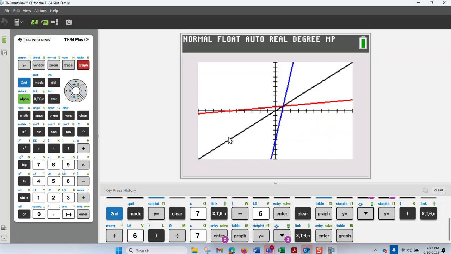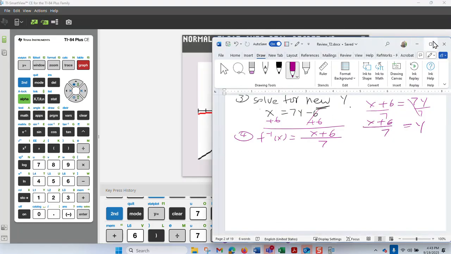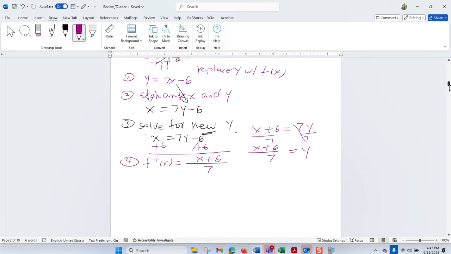All right, so that means the original function and the inverse function are symmetric along the line y equals x. Symmetry along this line. All right, so that is how you find the inverse if you just follow these 3 steps in here, or actually 4 steps, right? After you solve this new y, you have to write down the inverse notation, okay?